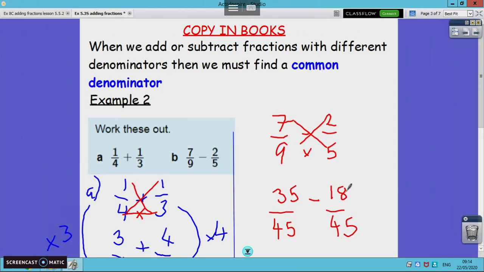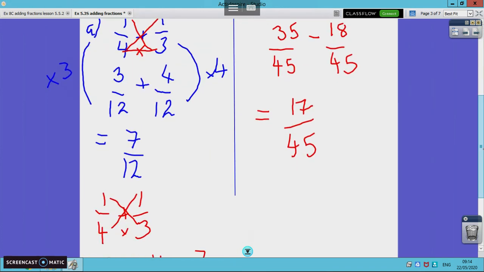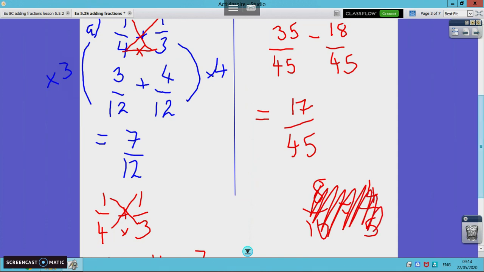Now, when you get to an answer at the end, like 7/12 or 17 over 45, these two you couldn't simplify, but others you may. So say you got an answer at the end which was like this, 8/10. You need to simplify that to 4/5 to get your final answer. You need to check if you can simplify your final answer. Otherwise it won't be correct. Okay? So that's a really important point to make.